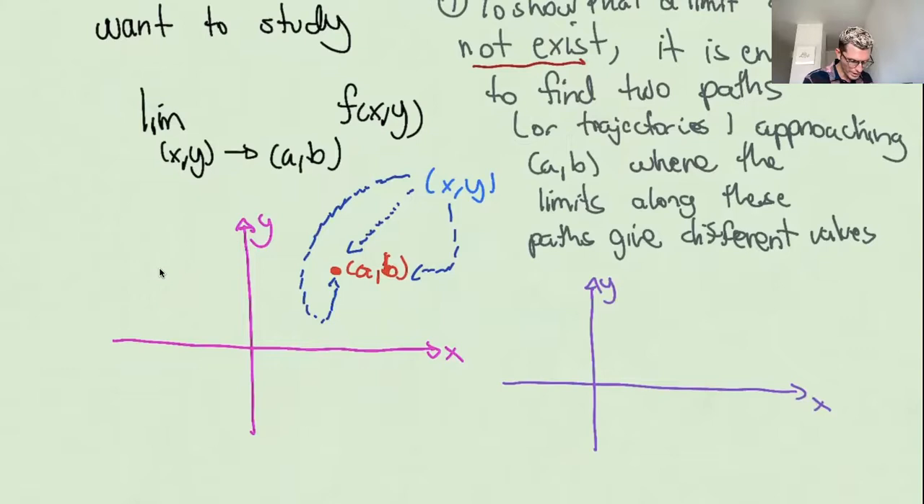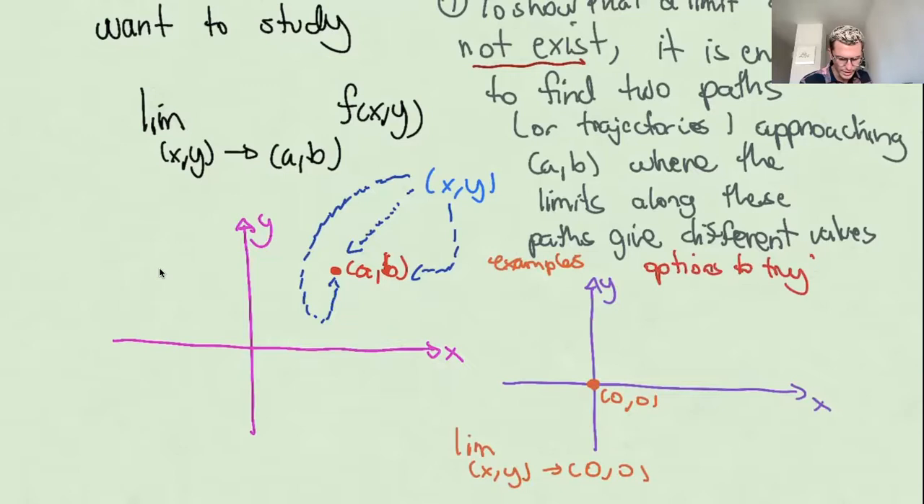So if you want to study the limit as (x, y) approaches (0, 0), here are some examples of the sort of paths that one usually takes, some options to try, like y equals x, or y equals 0, or x equals 0, or y equals x squared.